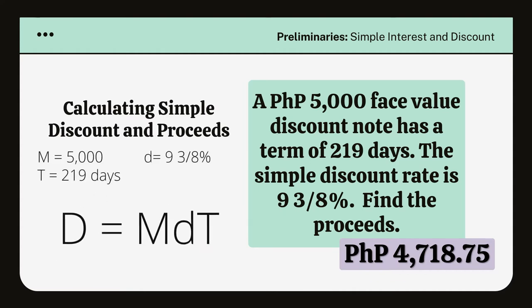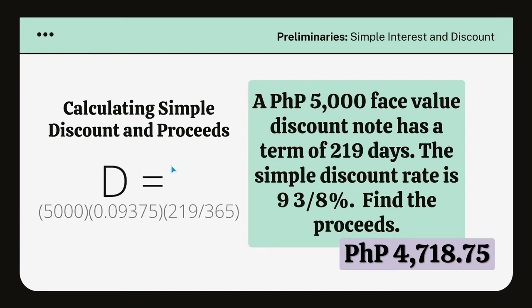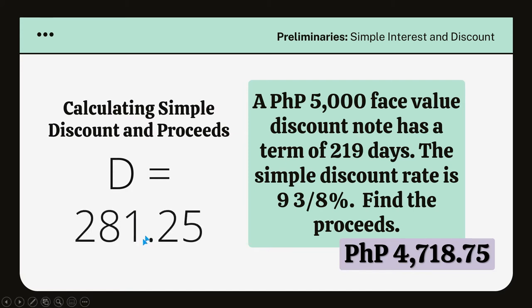So, we are aware that the maturity value is 5,000. Our time or term is 219 days and our discount rate is 9 3/8%. Therefore, to get the discount, this is what we're gonna do. 219 days is divided by 365 since as we've termed before, if hindi naman expressed or hindi naman tayo nire-require na gumamit ng banker's rule, we're gonna use the exact method. Therefore, to properly convert our time, we divide it by 365. So when we do that, our discount is 281 pesos and 25 centavos.